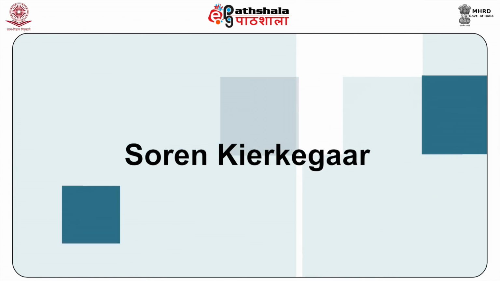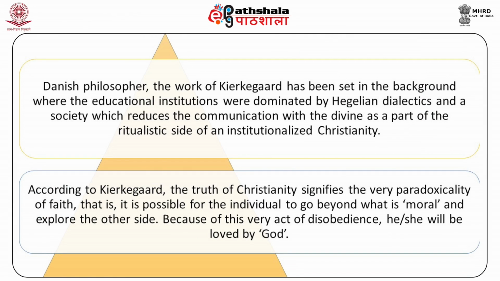Søren Kierkegaard. Danish philosopher Kierkegaard's work takes place against the background of an academia dominated by Hegelian dialectics and a society which reduces communication with the divine to the everyday observance of the ritualistic side of an institutionalized Christianity. For Kierkegaard, the truth of Christianity signifies the very paradoxicality of faith, that is, that it is possible for the individual to go beyond the ethical and, because of this very act of disobedience, to be loved by God.